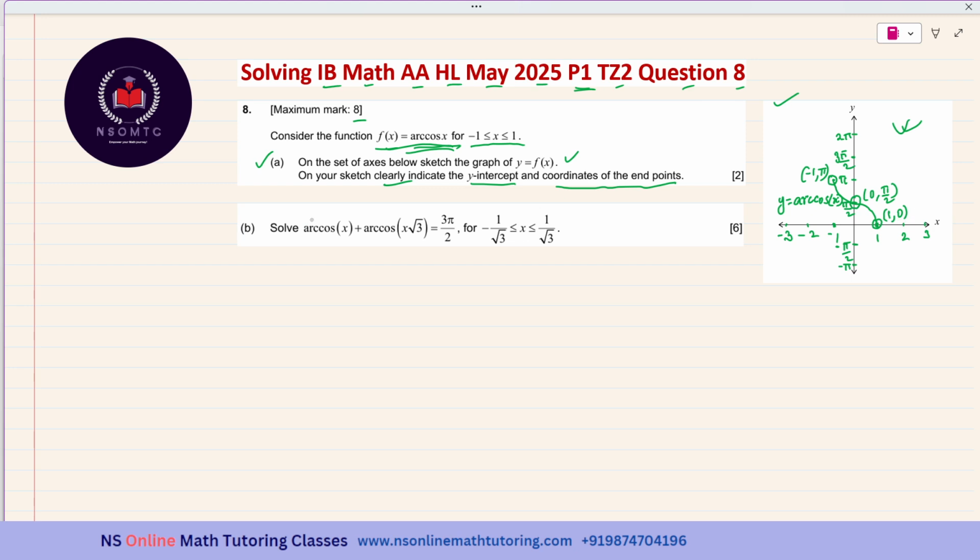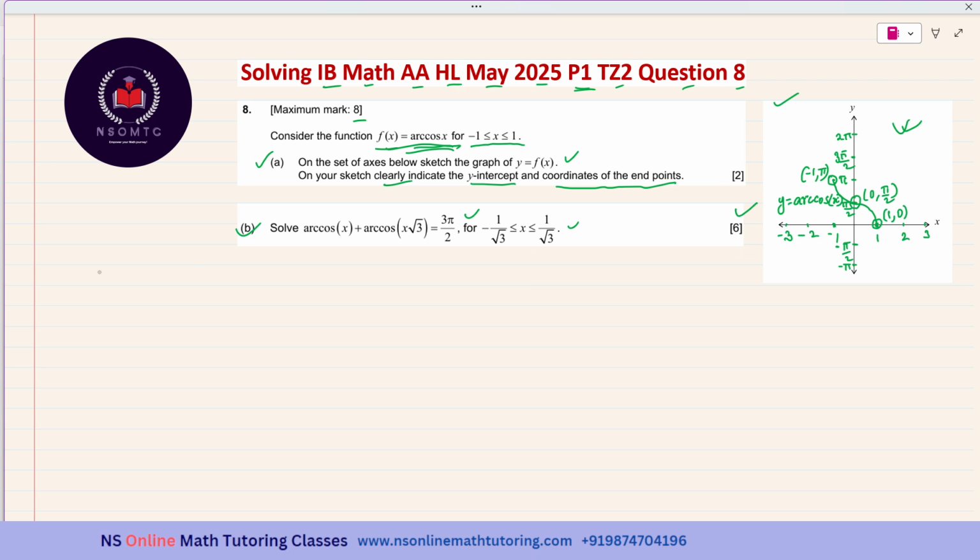Now coming to sub-part B. Solve arccos of x plus arccos of x root 3 equal to 3 pi over 2, for x greater than or equal to -1 over root 3 but less than or equal to +1 over root 3. It is containing 6 marks.